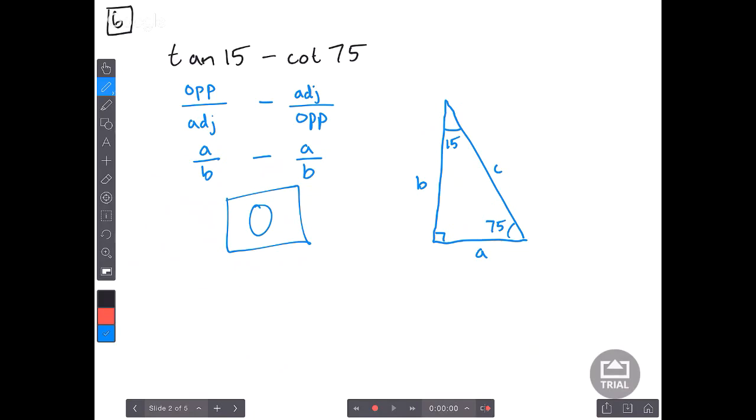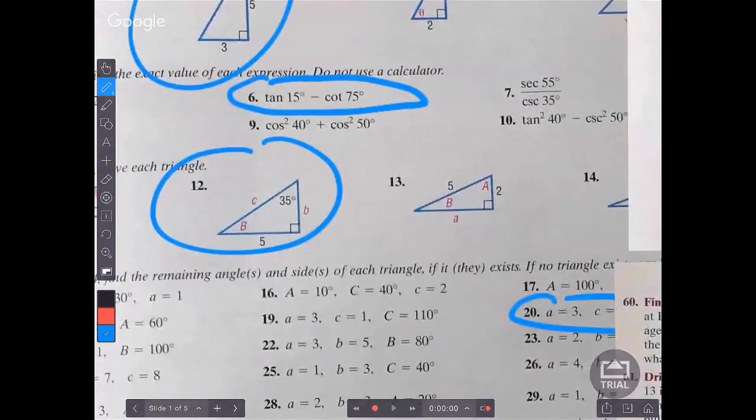Great. That was number 6. Should we do number 12? Good. I'm glad to hear it, Brendan. Any questions on 6 before we go on to 12? Great. 12. We've got this one.